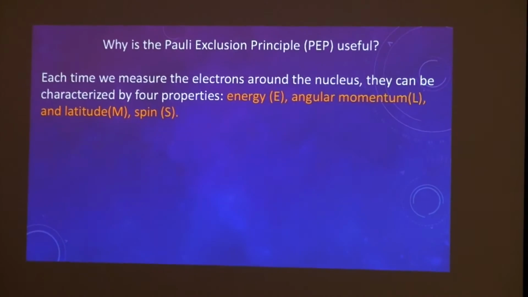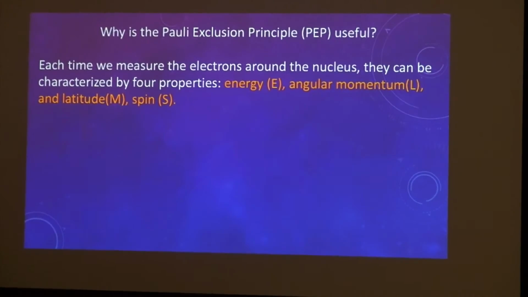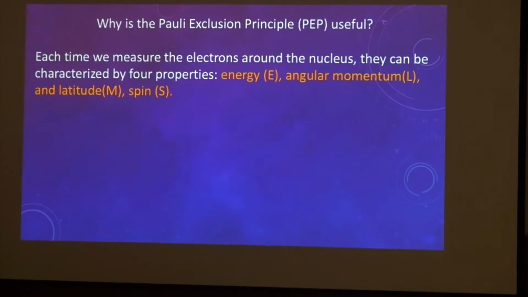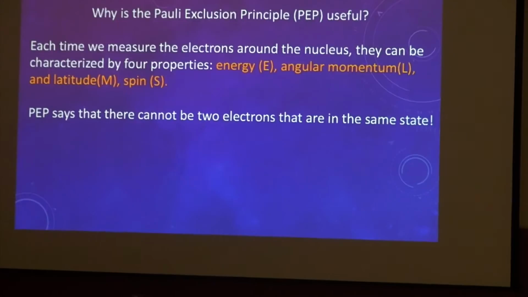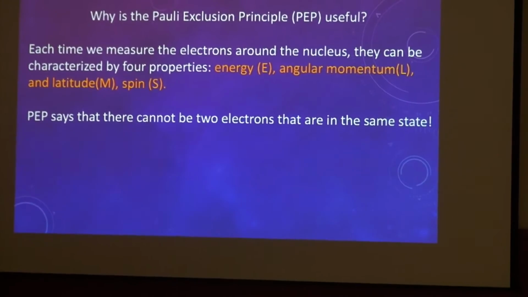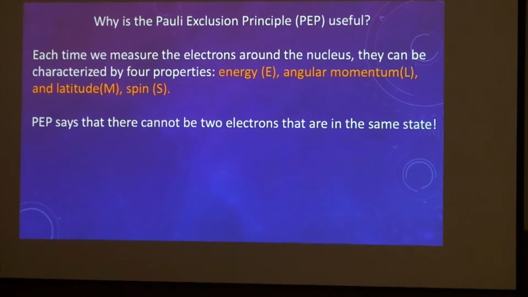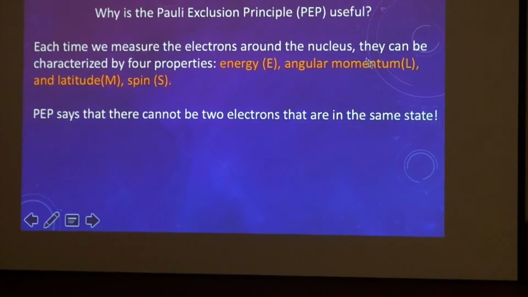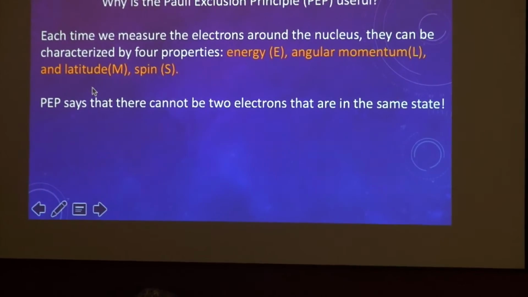So what the Pauli Exclusion Principle says here is that an electron, we characterize it by these four properties, right? You can't have two electrons that are in the same state. You might have seen this in chemistry before when you're writing out those long states of electrons. You can't have two where they're in the same orbital and they have the same momentum, same latitude, and their spin is also the same.